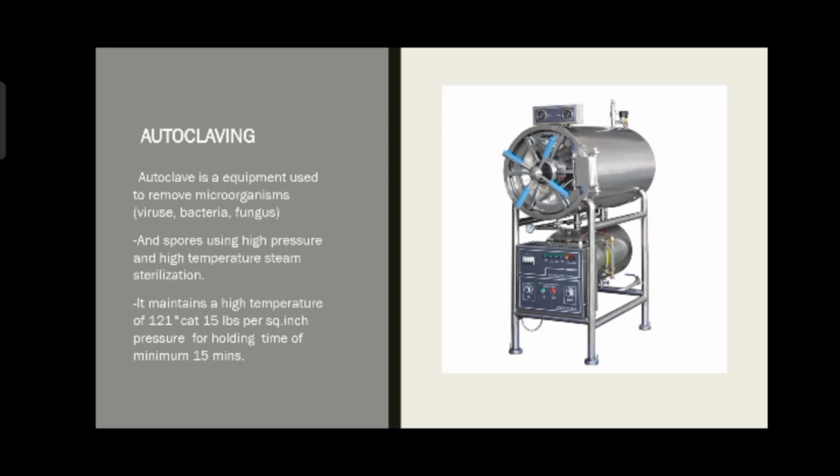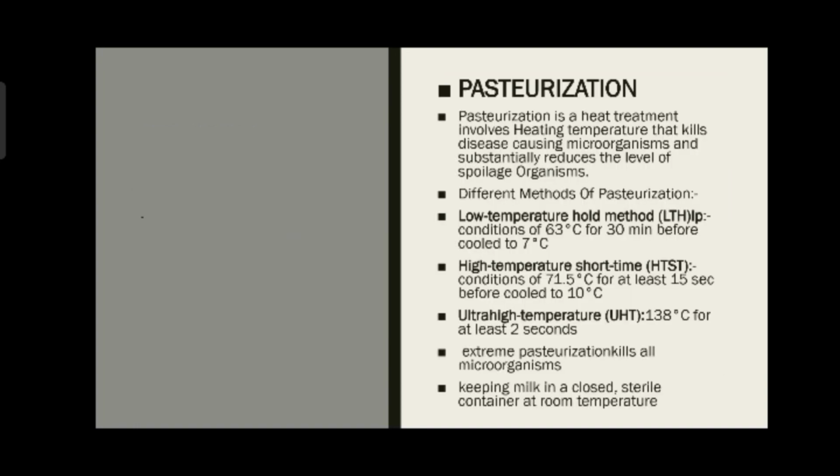This is about autoclaving. Next is about pasteurization. Pasteurization is a form of microbial control for food products that are easily affected by higher temperature. It was developed by Louis Pasteur in the 1860s, and it is the method for preventing the spoilage of wine and beer. But nowadays it is commonly used to kill the heat-sensitive pathogens in milk and other food products.